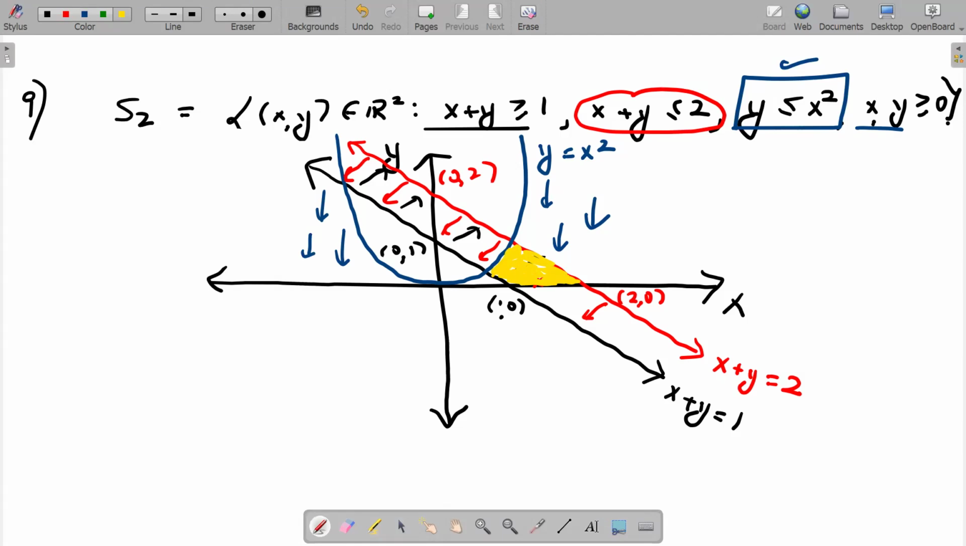The yellow area all students can now see on your screens satisfies this inequality, y less than or equal to x square. It satisfies this inequality, x plus y less than or equal to 2. And it satisfies this inequality also, x plus y greater than or equal to 1. Okay. But now let's see whether it's a convex set or not.